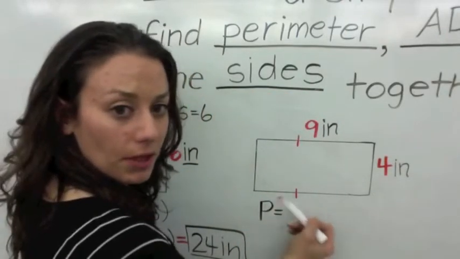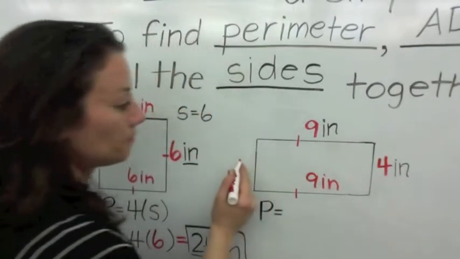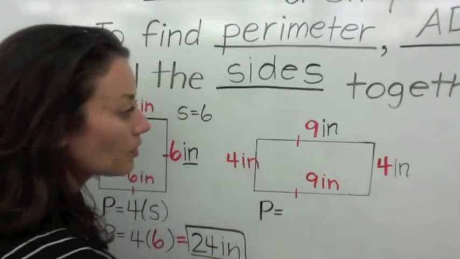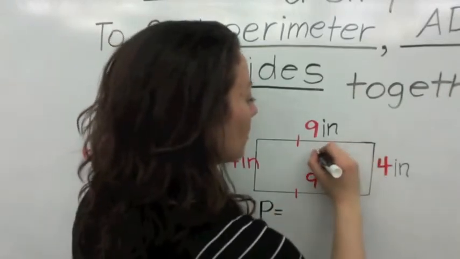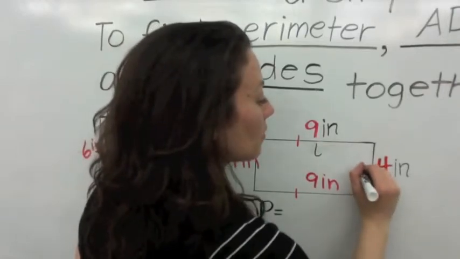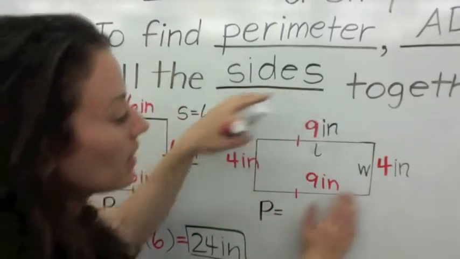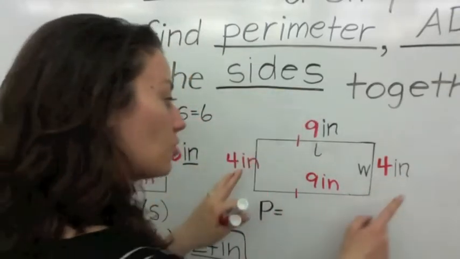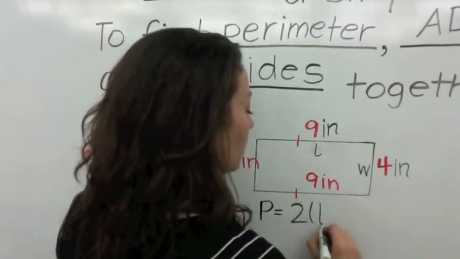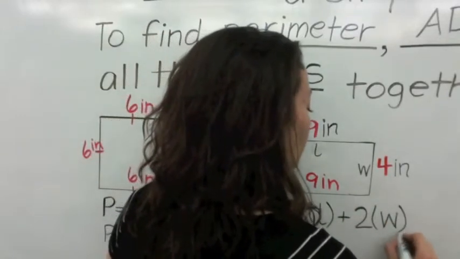What's the length of this side here? It is 9 inches. That's correct. What about this side? This is 4 inches. Now, the longer side is 9, so that's your length. The shorter side is 4 inches. So you have 2 long sides and 2 short sides, or you have 2 lengths and 2 widths. So that's why the formula for this one is 2 times the length plus 2 times the width.